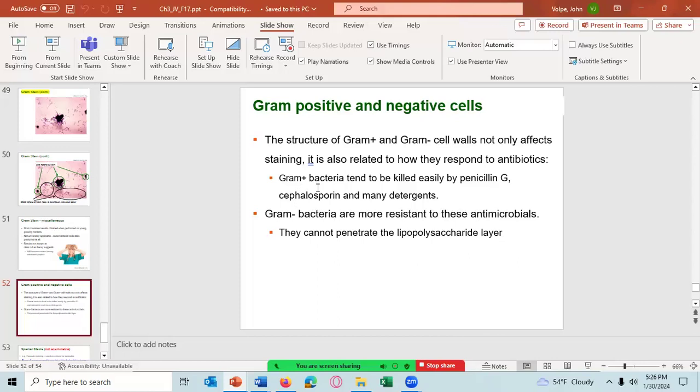And that's the same thing with the cephalosporin. With detergents, it's mostly that the detergent cannot get into the gram-negative cell, because the outer membrane of the cell wall can prevent the detergent from getting in the cell and then damaging the cell.